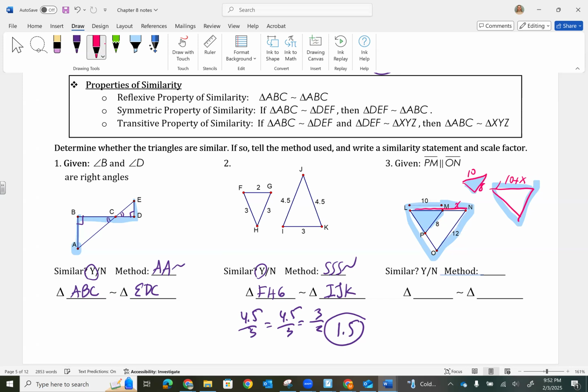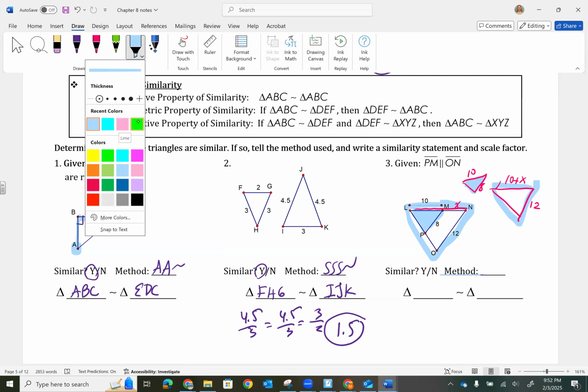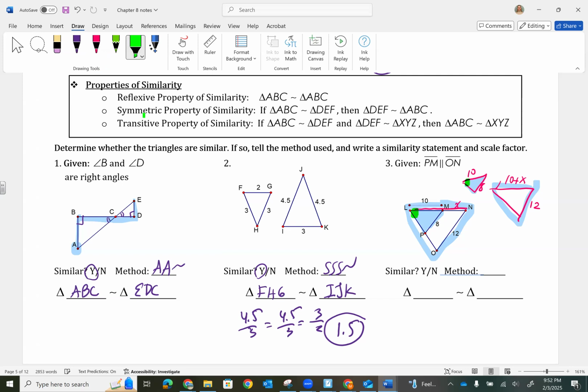A lot of kids want to put 10x. That's times. We don't do times to add up the whole length of one side. And then the bottom is 12. So what do we know? Well, the truth is that we know a corresponding angle. So this angle at the top is a member of both of these. So that angle is a reflexive angle.